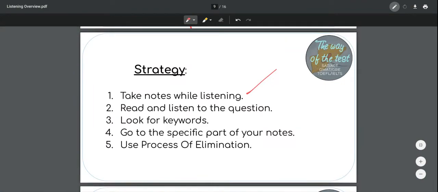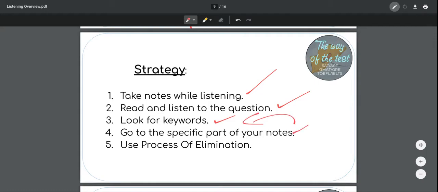After we take notes, we're going to be presented with the questions. What we're going to do is read and listen to the question, and then we're going to know which question type we are in. We're going to see this in a moment. Then we're going to look for keywords in the questions, both in the questions and in the alternatives, and we're going to go to the specific part of our notes that contain those keywords.